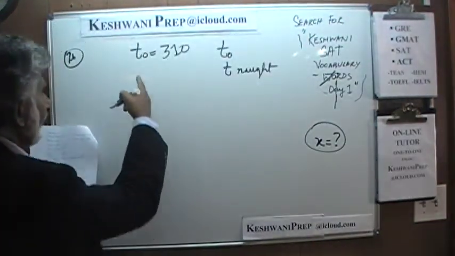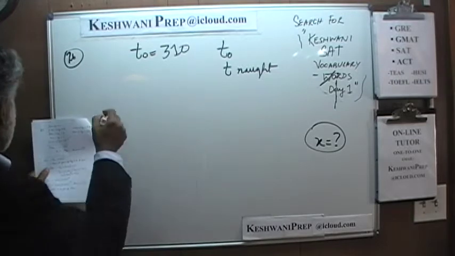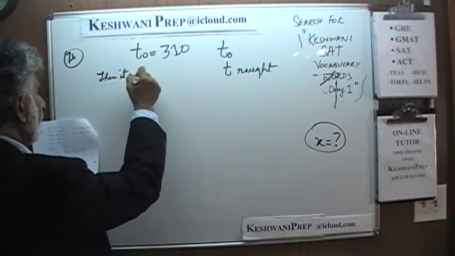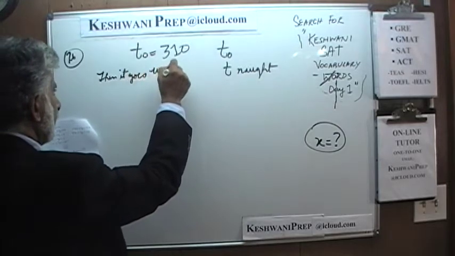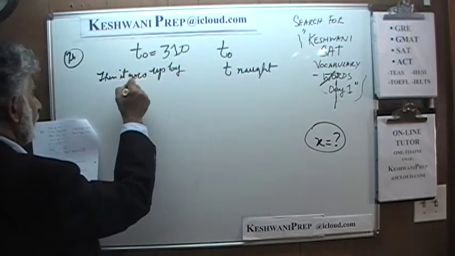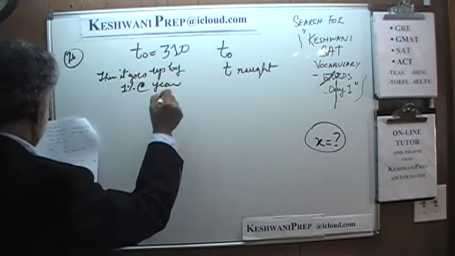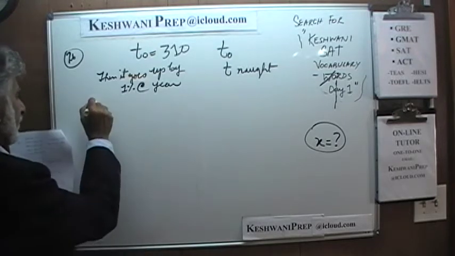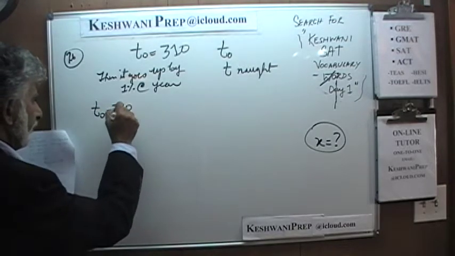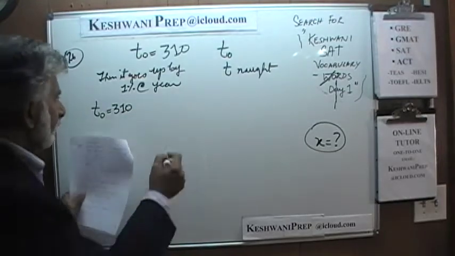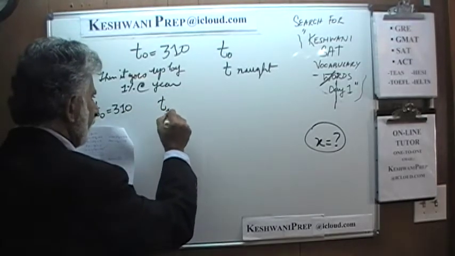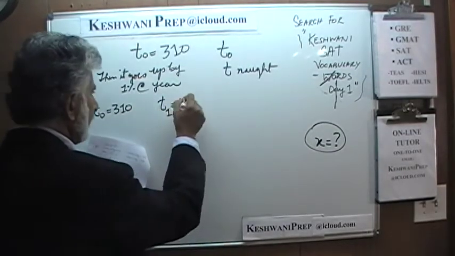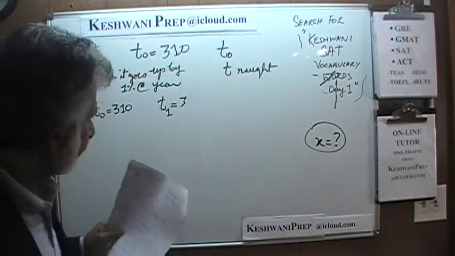We are told then after that, initially the population is 310. We are told that then it goes up by 1% each year. And we simply have to identify the right equation. So let's begin. At T naught, it is 310. At the end of the first period, at the end of the first year, the population would be whatever you started out with, 310.